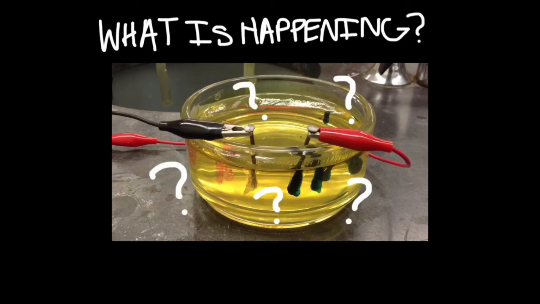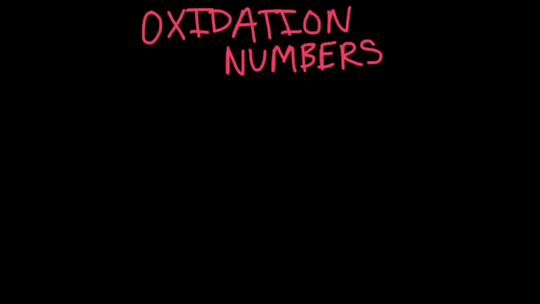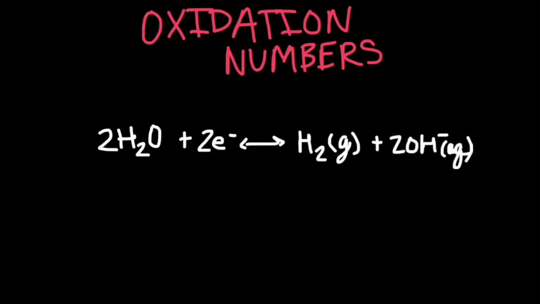Now let's figure out what's actually going on here. First, let's look at the oxidation numbers of the two half reactions. One reaction is as follows: 2H2O plus 2 electrons yields hydrogen gas and 2 OH minus. In a molecule, oxygen has a -2 oxidation number. So in order to get a neutral molecule, hydrogen must be +1. The same oxidation numbers apply for hydroxide, as there is only one hydrogen, giving the molecule a negative charge.